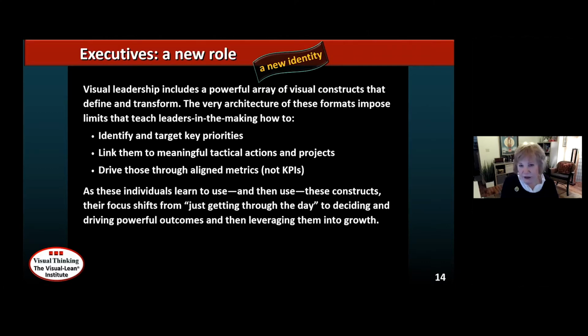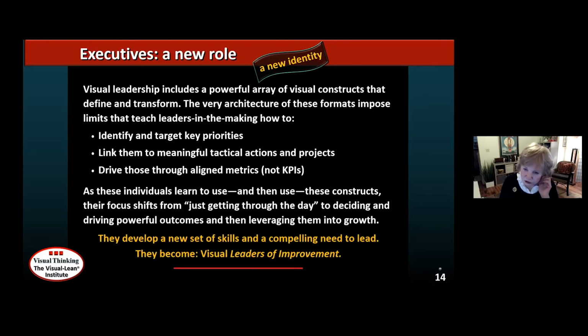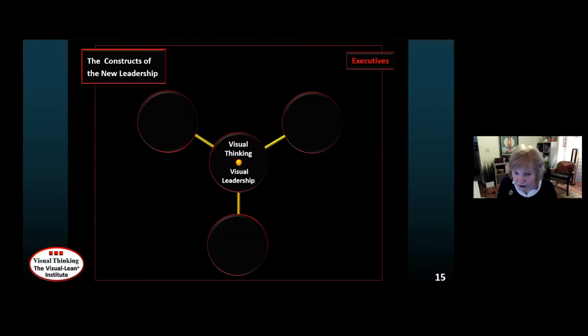Please see that we are contrasting getting through the day with deciding and driving and leveraging those into growth. The identity that I offer is: become a leader of improvement. If you're an executive, become a leader of improvement. Let that be your core identity. If you're a supervisor, too.